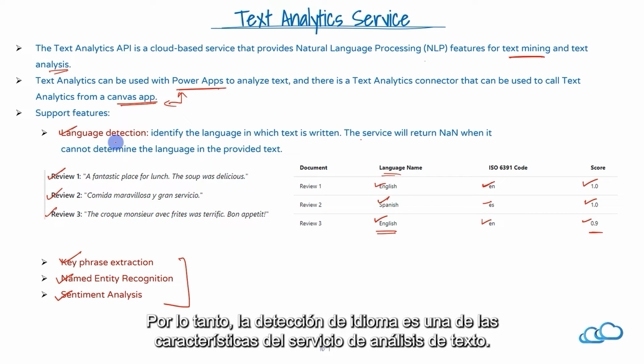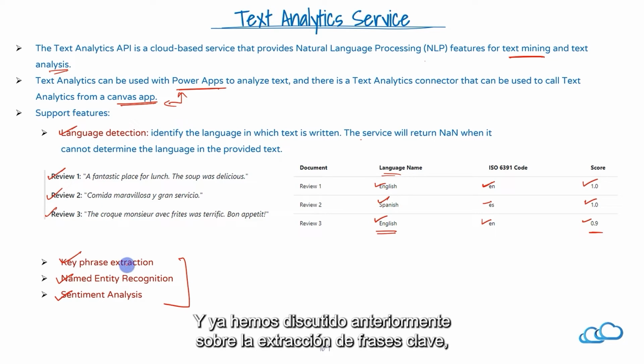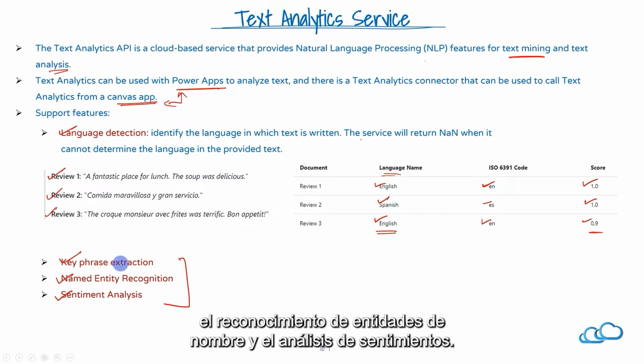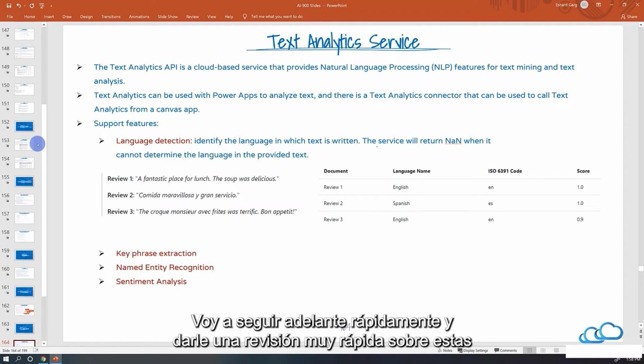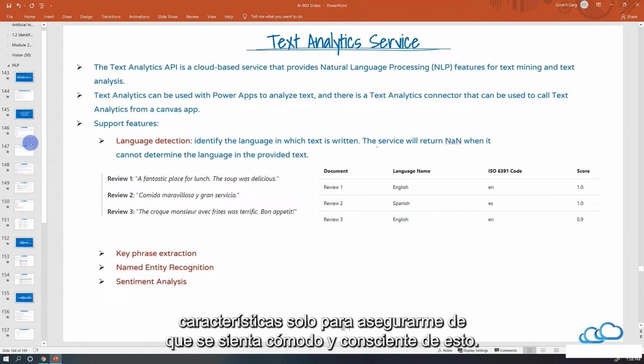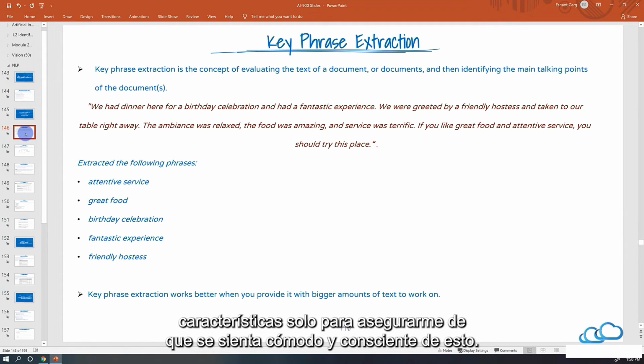So language detection is one of the features of the text analytics service, and we have already discussed key phrase extraction, named entity recognition, and sentiment analysis earlier. I will quickly give you a very quick review of these features just to make sure that you are comfortable and aware of them.